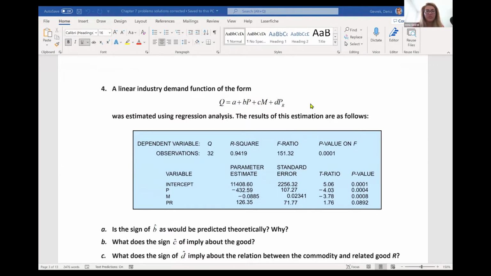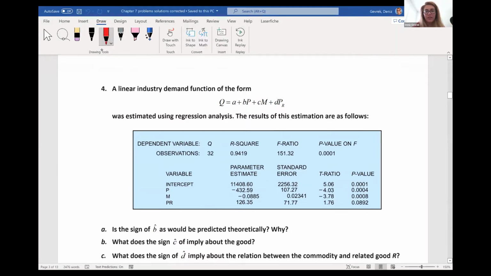A linear industry demand function of the form: this is quantity sold or produced. Demand function, that's the sold, people's demand. A plus B times P, this is the own price. M is income. It says income only, but here we're talking about median income, it could be median income within a 3-mile radius, and so on. And PR is the price of related goods. This could be substitutes, complements.